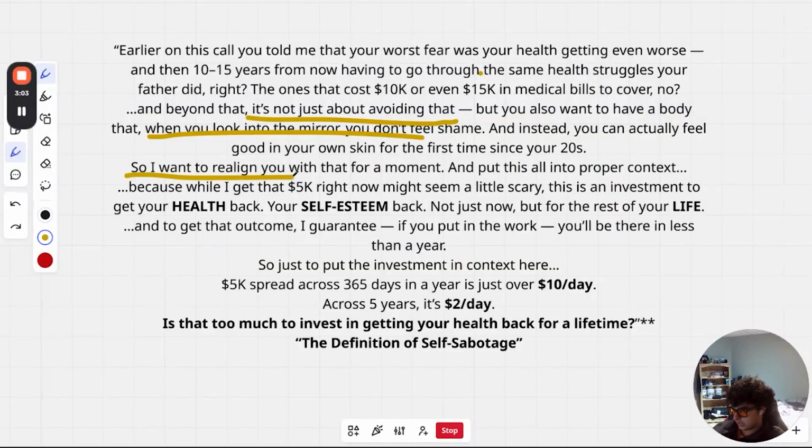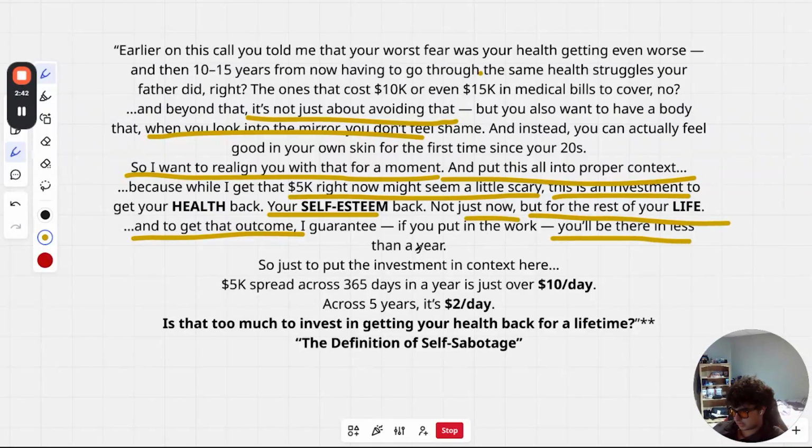So I want to relate that for a moment and put this all into proper context, because while I get that 5K right now might seem a little scary, this is an investment to get your health back, your self-esteem back, not just now, but for the rest of your life. And to get that outcome, I guarantee you, if you put in the work, you'll be there in less than a week.